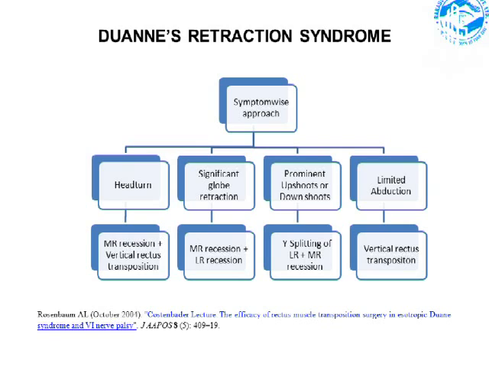If there is significant globe retraction, we can think about doing an MR recession, which might be coupled with LR recession. If anybody is having prominent upshoots or downshoots, we might think about Y splitting of the LR, which might be combined with MR recession.